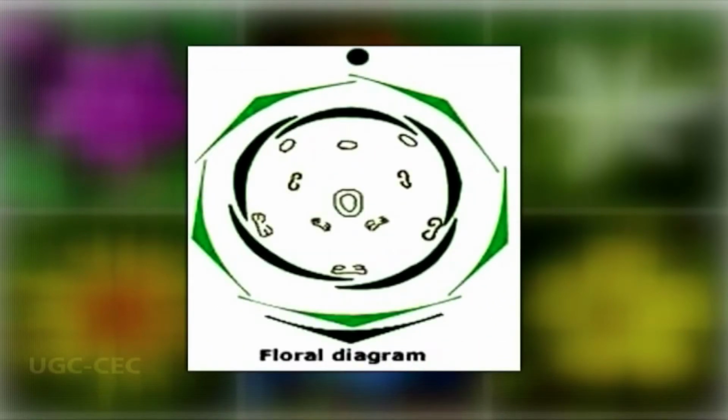Now, we come to floral diagram. It is the graphical representation of a floral formula as shown in the figure. It depicts a flower with a bract, 5 sepals, 5 petals, 5 stamens and 5 carpels. Now we examine the variations in the basic structure of flower.